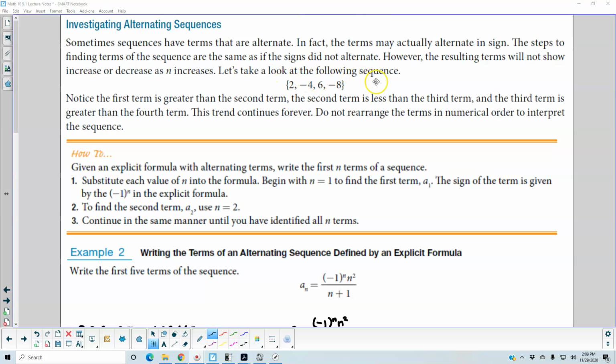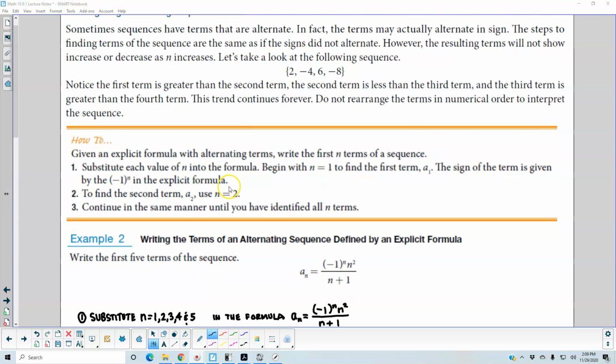Let's take a look at the following sequence: 2, -4, 6, -8. Notice the first term is greater than the second term, and the second term is less than the third term, and the third term is greater than the fourth term. This trend continues forever. Do not rearrange the terms in numerical order to interpret the sequence.